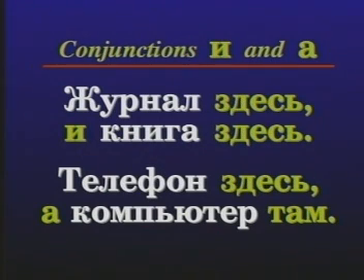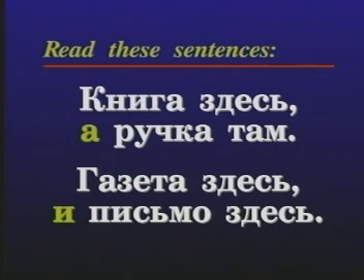Телефон здесь, а компьютер там. The telephone is here, but the computer is over there. Now we have two different locations, and we show the difference by using the conjunction «а». «А» is the conjunction that brings out the contrast. Телефон здесь, а компьютер там. Хорошо. Let's take a look at a few more sentences, and I want you to read them. I will give you a minute to read these sentences out loud in your classrooms.